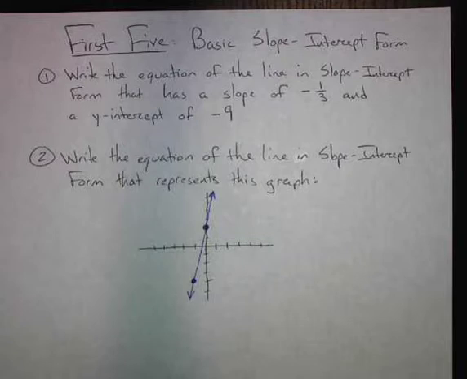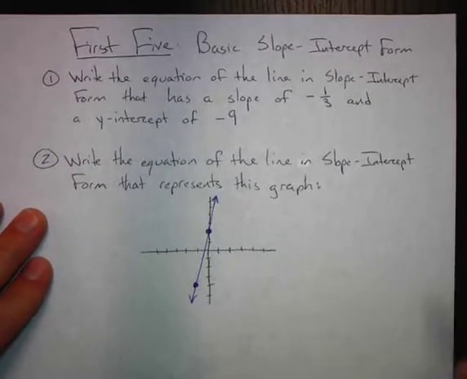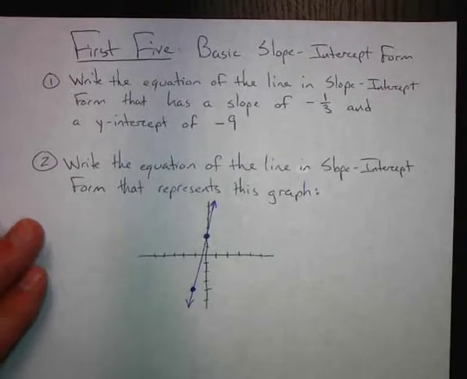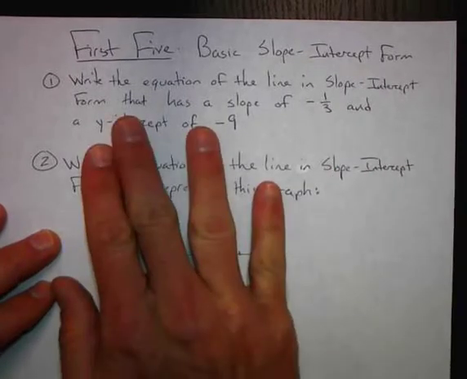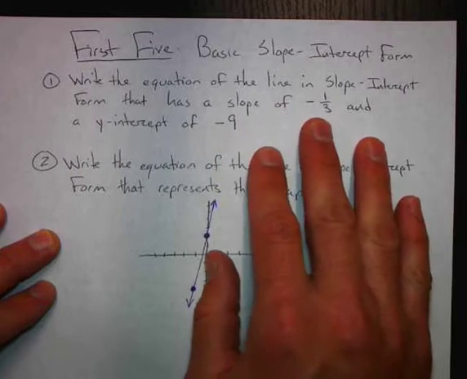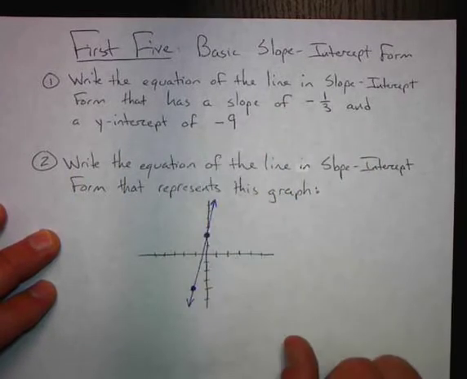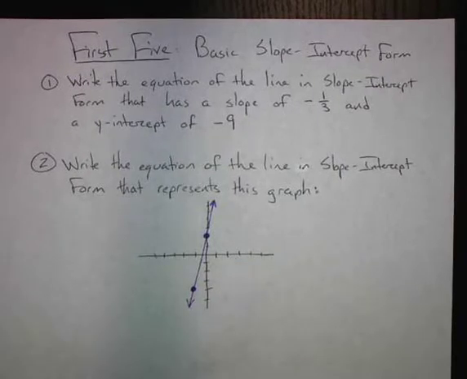I'm going to have two basic questions for slope-intercept form. These may look challenging, but as far as equations go, they're not the most complicated thing we will see. You'll see way more complicated stuff. So the first question is write the equation of a line in slope-intercept form that has a slope of negative 1/3 and a y-intercept of negative 9. In the second question, you're looking at a graph, and you have to write the equation.